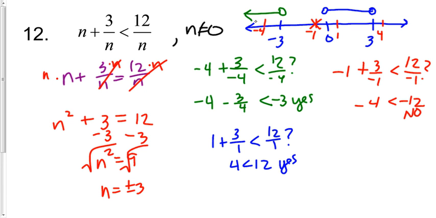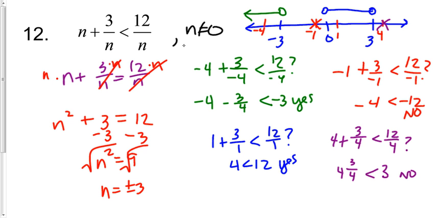Now I'm going to plug in 4 and see if 4 works. So I have 4 plus 3/4, is that less than 12 over 4? Well, 4 plus 3/4, that's 4 and 3/4, or 4.75. Is that less than 12 over 4, which is 3? The answer is no, it's not. So 4 is out, and now you can see where our solutions are.